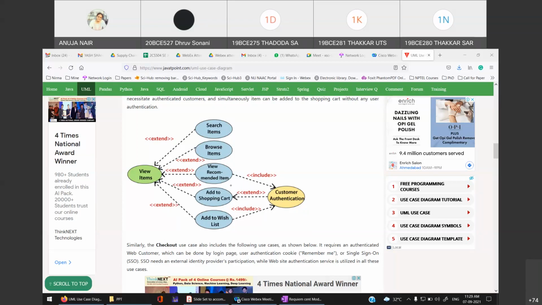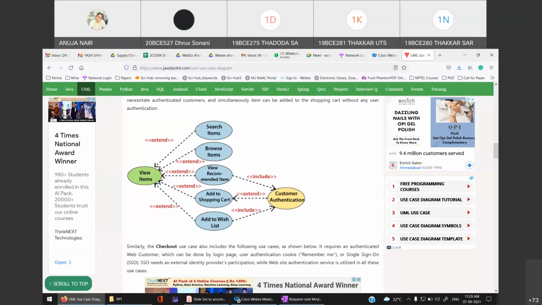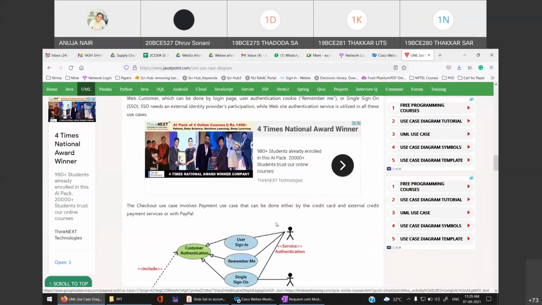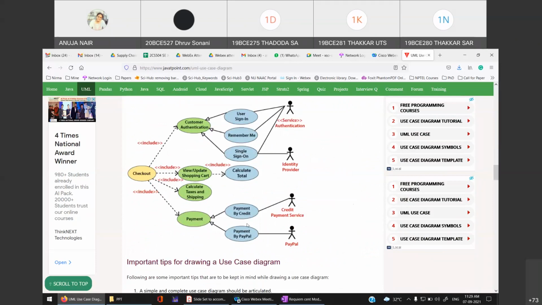It is optional according to this diagram. So it's not necessary that you have to convince with this diagram. According to this diagram, if I read it, add to the shopping cart requires customer authentication. If you want, you can make it include as well, as per your definition, right? Is it fine? Did you understand the meaning of include and extend? Please let me know so that we can go further with generalization.